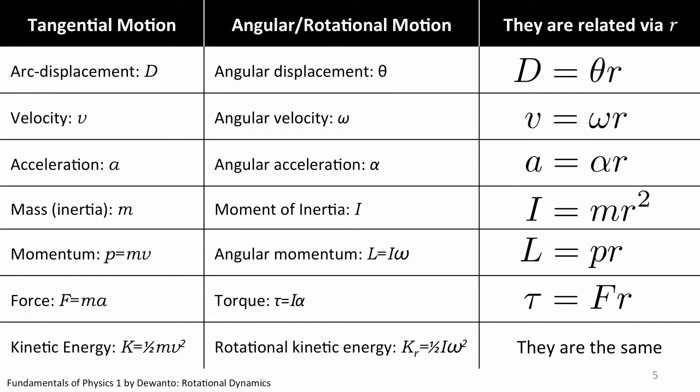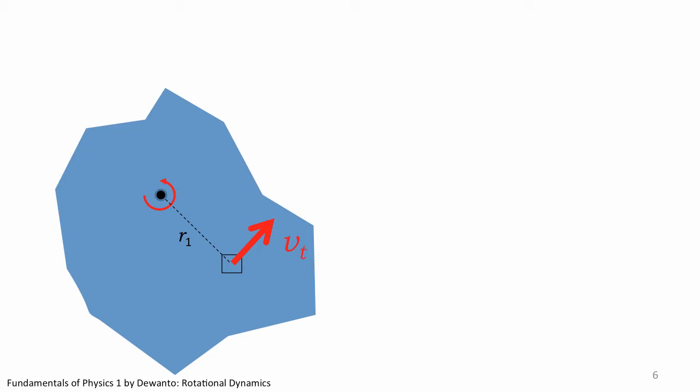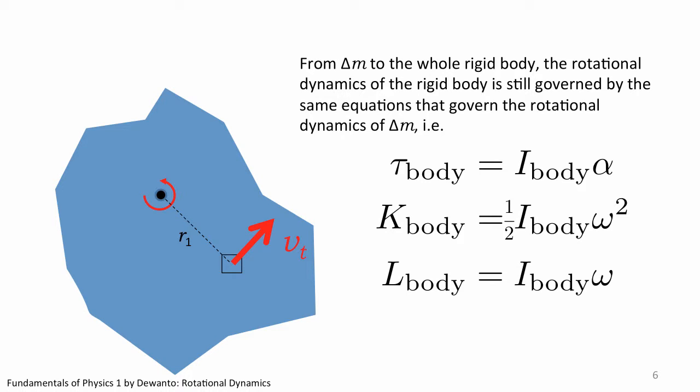But wait a minute. What we have discussed so far is only a small mass delta m rotating about an axis at radius r. How about a large massive rigid body? Are the equations in the previous slide still applicable? Do we need to modify the equations? Well, fortunately we do not need to. The equations that describe the dynamics of any rigid body, regardless of mass, shape and size, are the same. We use the subscript body to remind ourselves that these are the equations pertaining to the whole rigid body, instead of individual small masses delta m.